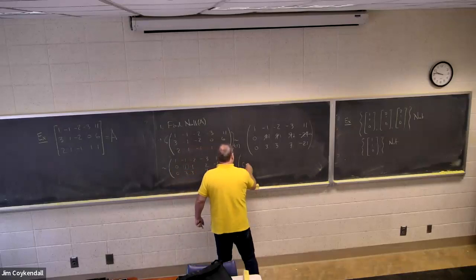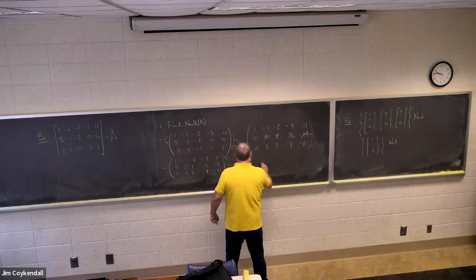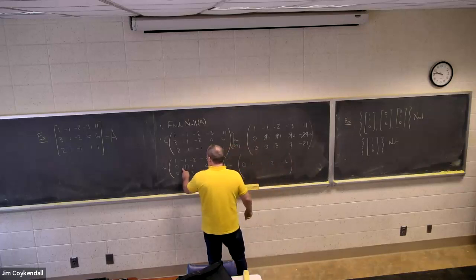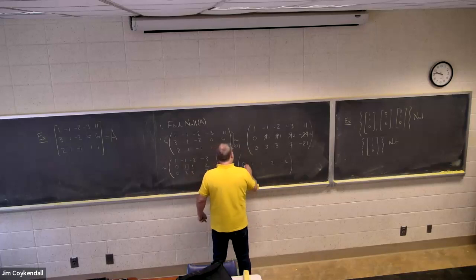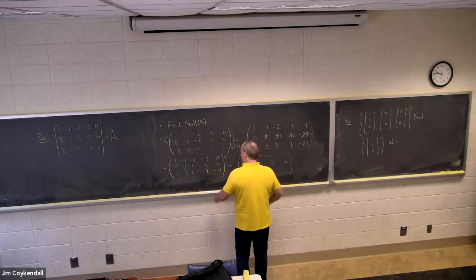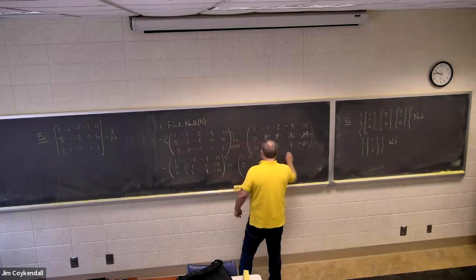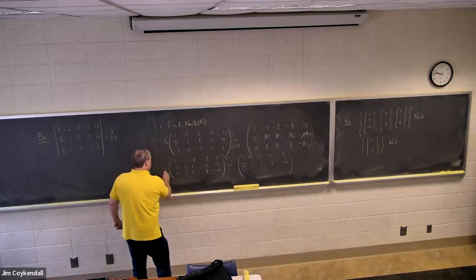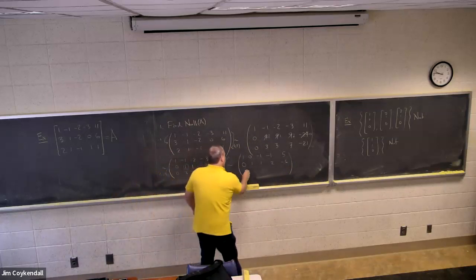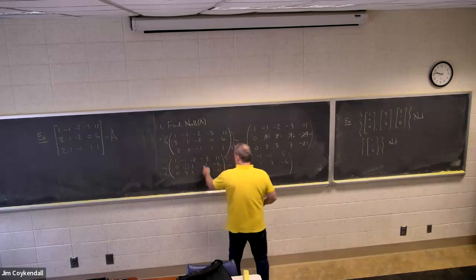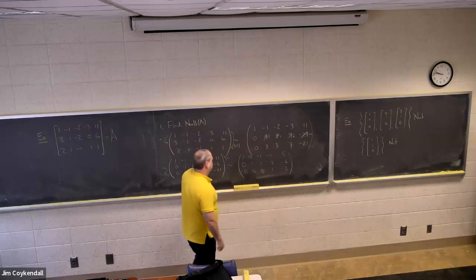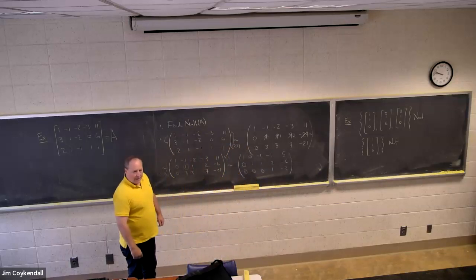Let me put a new row below: 1, 1, 1, 2, minus 6. Now just add: 1, 0, minus 1, minus 1, 5. And to get down here, I'm going to multiply by minus 3 and add. That's going to be 0, 0, 0, 1, minus 3. Everybody okay with that?